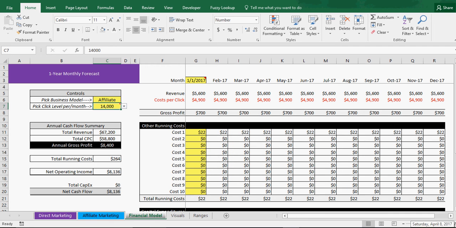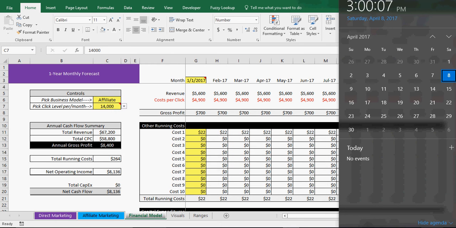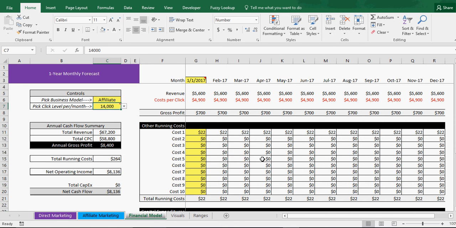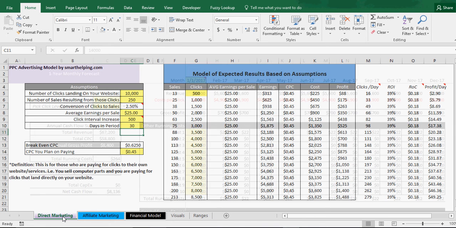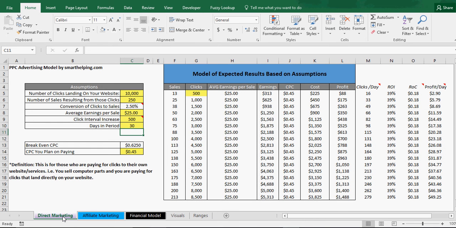It's been a slow Saturday, so look at this. It's 3 o'clock, April 8th, and we've got another financial model. Now this one is a little bit more intense. I've started off building pay-per-click tables. This whole thing is to help anyone who's looking to get into the internet marketing game by doing so with pay-per-click advertising.